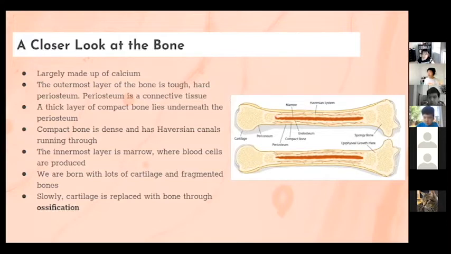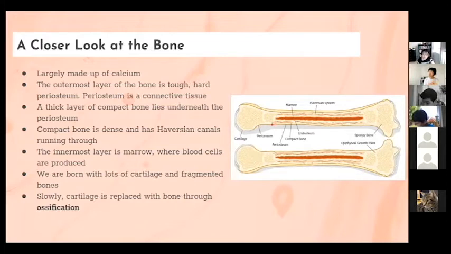And the innermost layer is marrow, where blood cells are produced. There are two types of marrow actually inside the bone: red marrow and yellow marrow. One type produces blood cells, one type does not. Red marrow produces blood cells. It produces red blood cells, white blood cells, and platelets, which help clot any injury on the body. Meanwhile, yellow marrow is just a storage for fat cells.